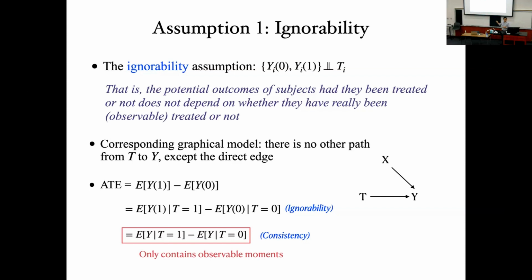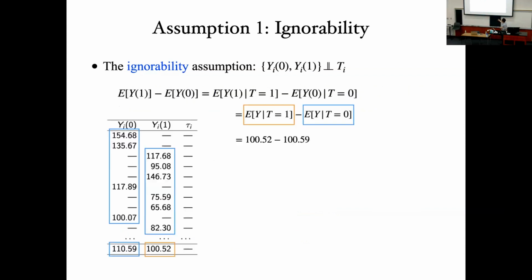Good. And so now let's have a closer look at the assumptions. The first assumption is ignorability. Basically it's about independence. As you can see from here, in this example, you just take the average here, and you take the average here, and then you can take the difference. And this is the average causal effect. It's very simple.